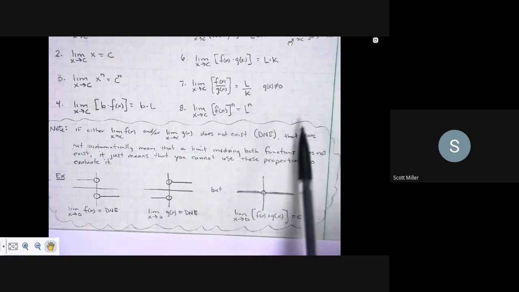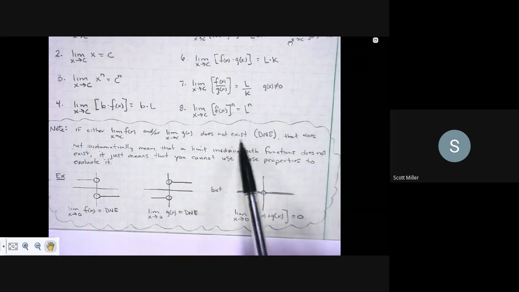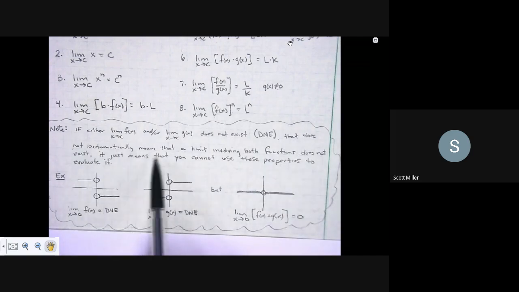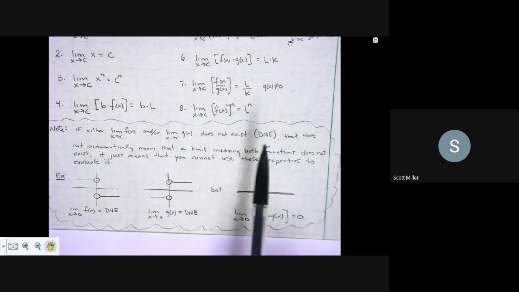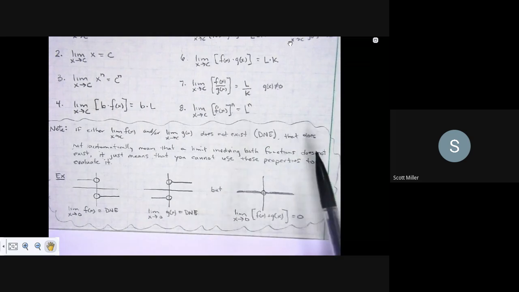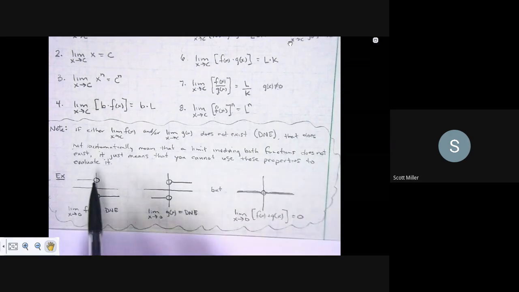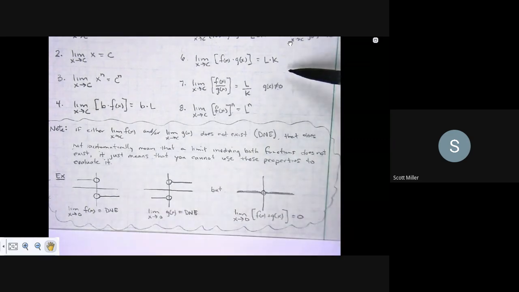So if the limit as x approaches c of a function f of x, or this one right here, does not exist, and we abbreviate it with DNE, that does not automatically mean that a limit involving both functions does not exist. It just means that you cannot use these properties up here to evaluate it.